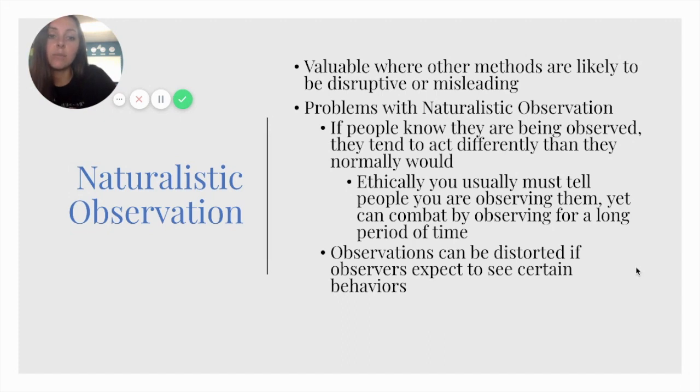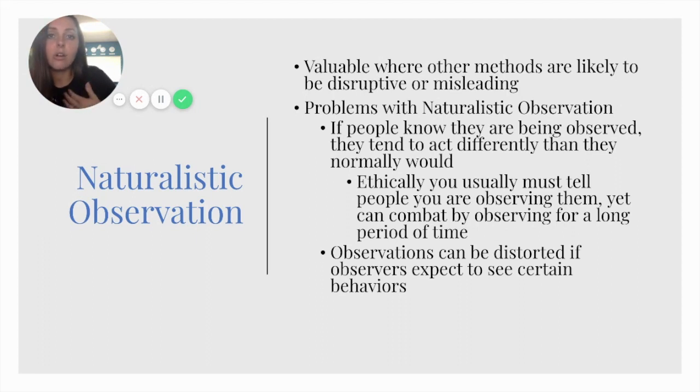Also, observations can be distorted if the person observing expects to see certain behaviors. So if I'm observing someone and I want to see their temperament and I expect them to get angry all the time, the first time they get angry, I'm going to be like, oh, yep, see, they're an angry person, and write it down.